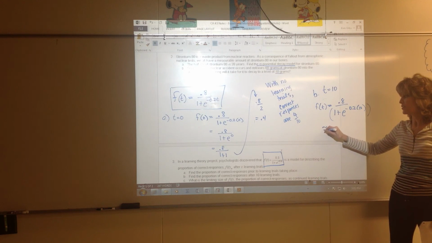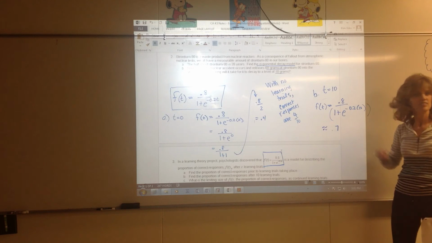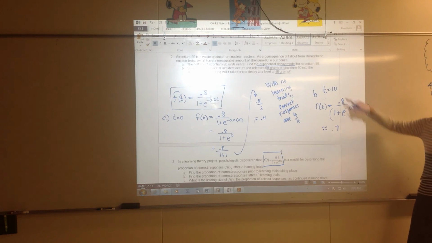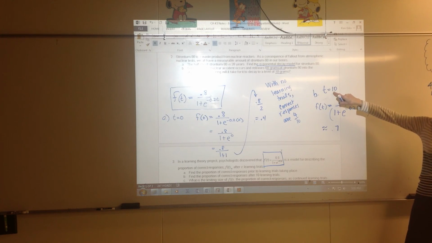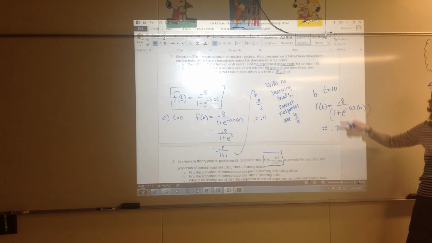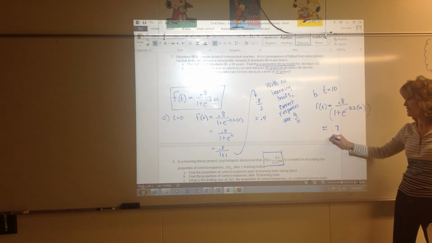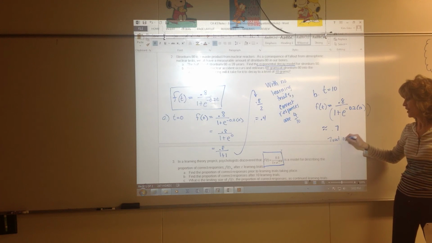Did you get approximately 0.7? You should have gotten approximately 0.7. What does that mean? That means after you've practiced, if you've had 10 learning trials, whatever it is you're trying to learn, after you've practiced it 10 times, then you get 0.7 correct. Or I could say 7 out of 10 correct.